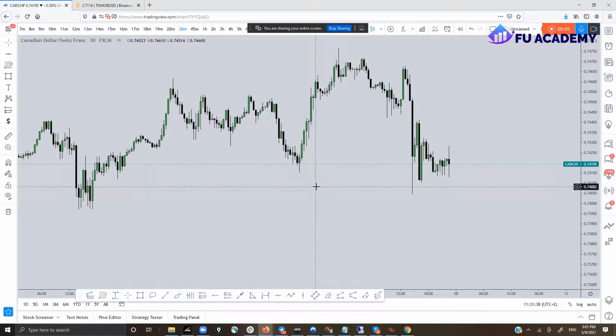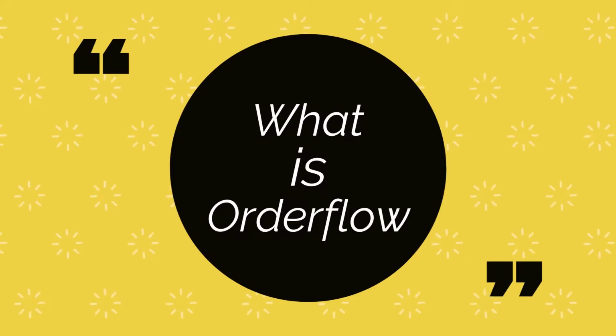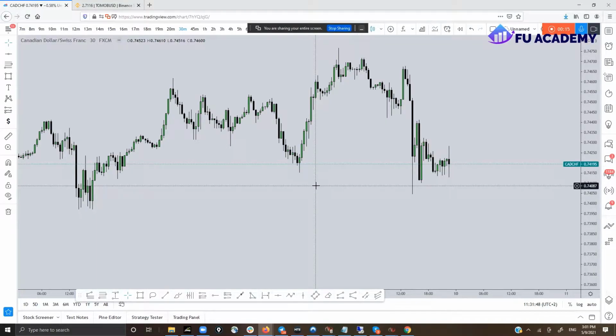Today, in this lesson, we are going to give you a small introduction. What is order flow? How do you look into the order flow charts, and a small brief of order flow, because it's just a starting lesson.